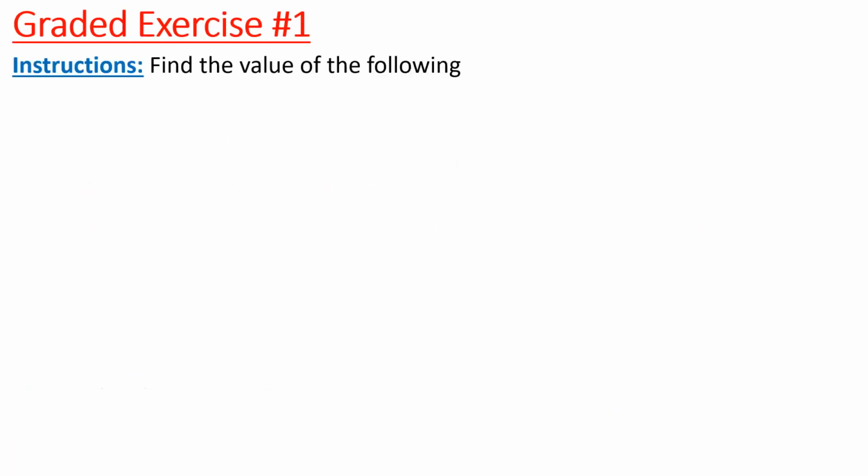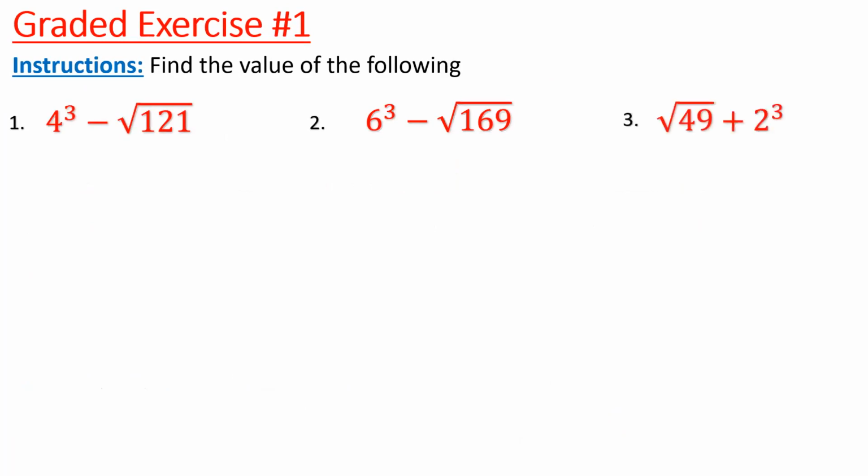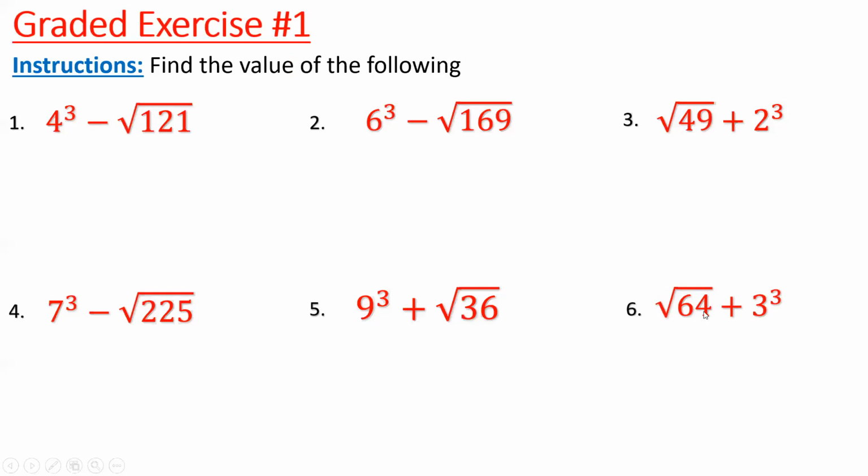We do. Okay, so let's do the grade exercise. For this one, we have to find the value of the following. The first one is 4 cubed minus the square root of 121. The second is 6 cubed minus the square root of 169. The third one is the square root of 49 plus 2 cubed. Number 4 is 7 cubed minus the square root of 225. Number 5 is 9 cubed plus the square root of 36. And then number 6, the square root of 64 plus 3 cubed.